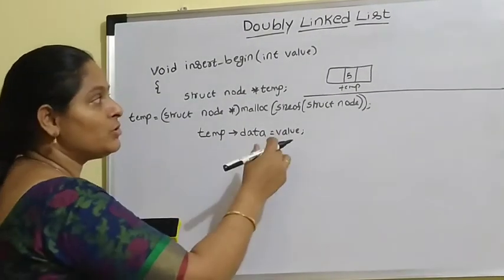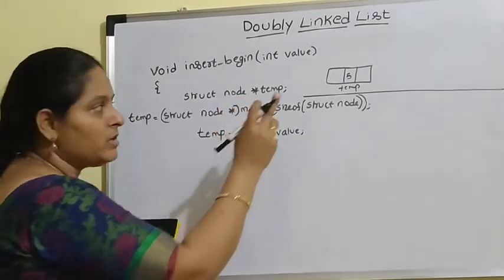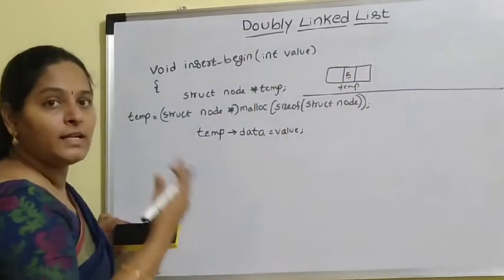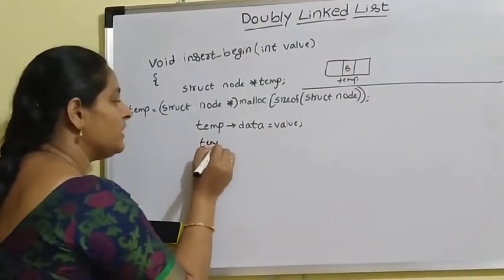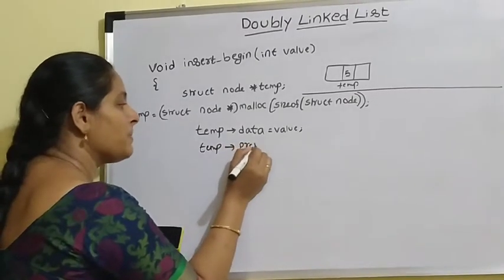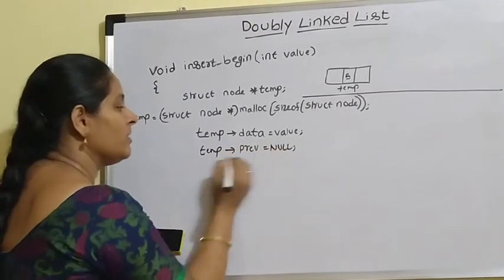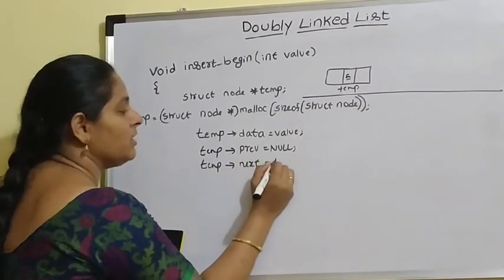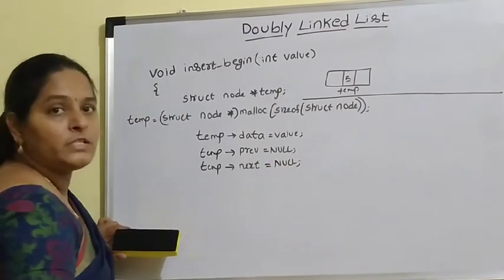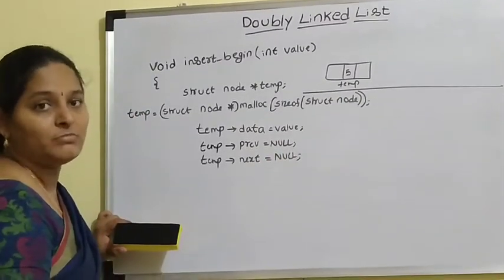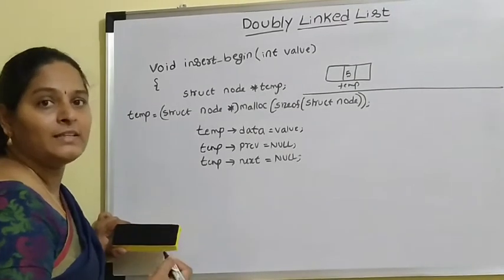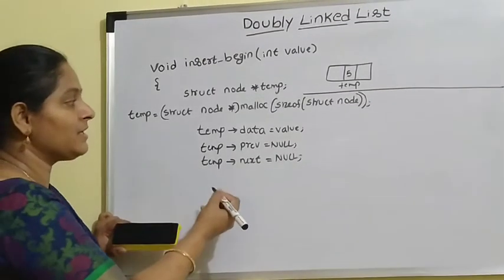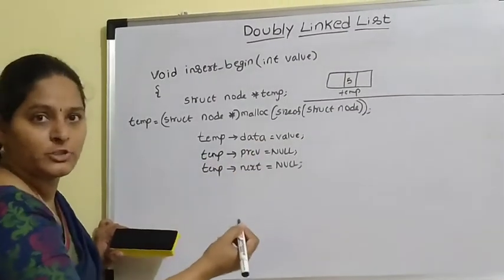Initially I am inserting this node as a single node. So the previous part and the next part I am setting to a null value: temp previous equal to null, temp next equal to null. Why? Because before inserting the node into the list, we don't know whether the list contains elements or not. That is the reason why I am assuming that there are no nodes in the list. In that view, I am placing the null value in the previous part as well as in the next part.